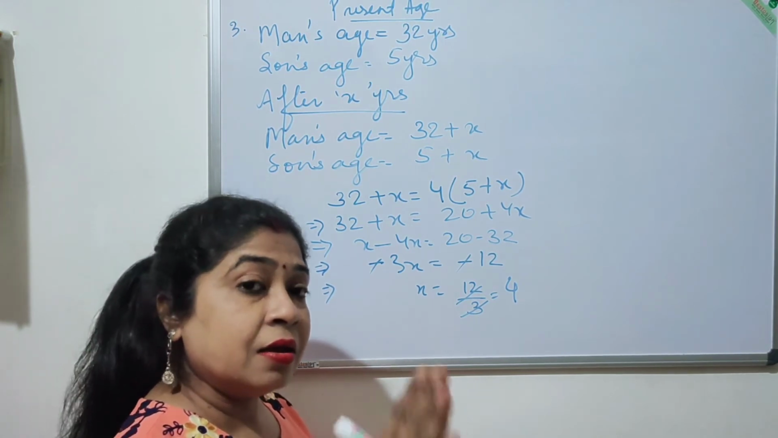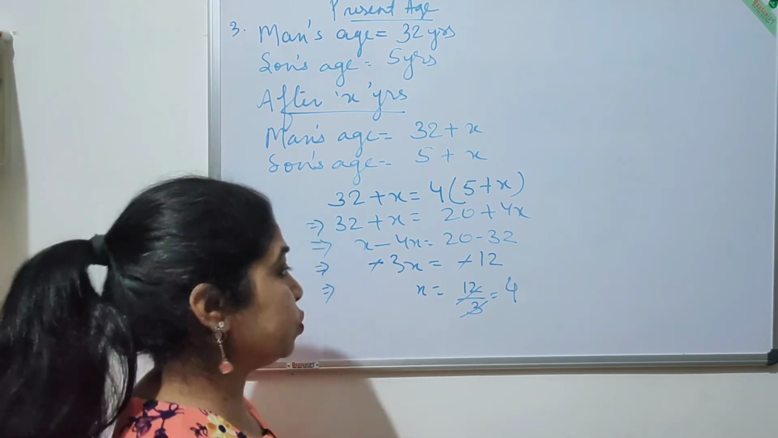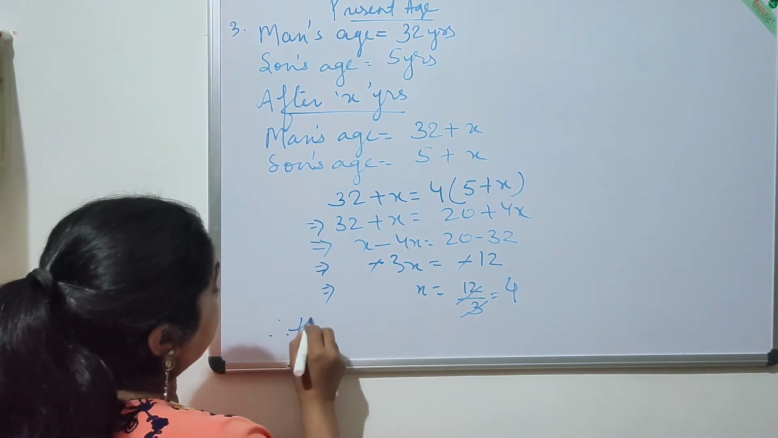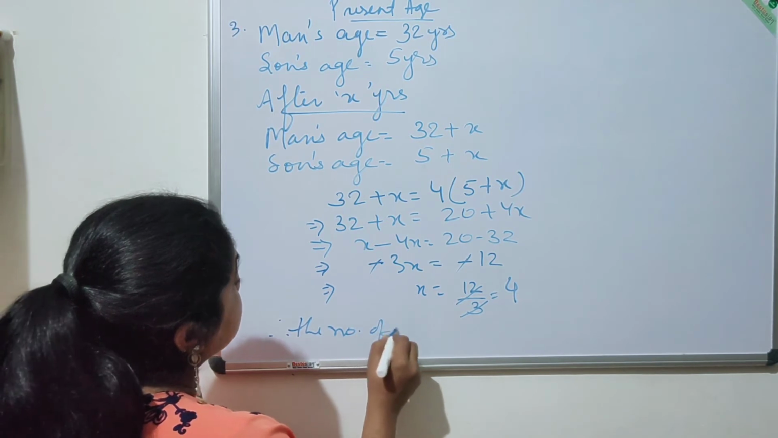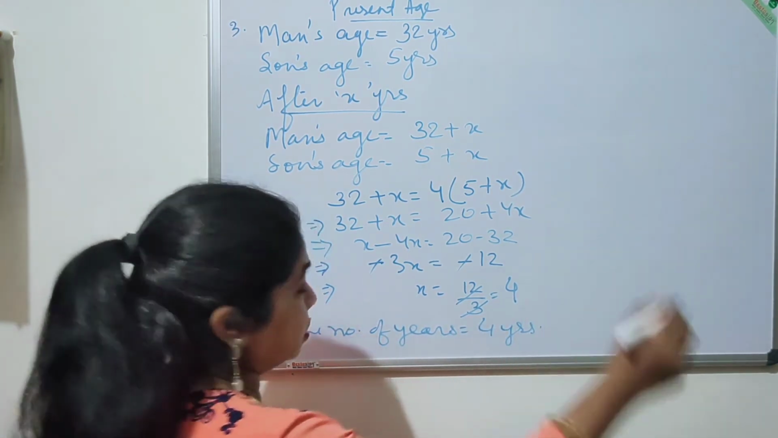So after 4 years, the man's age will be 4 times the son's age. Therefore, the number of years is equal to 4 years.